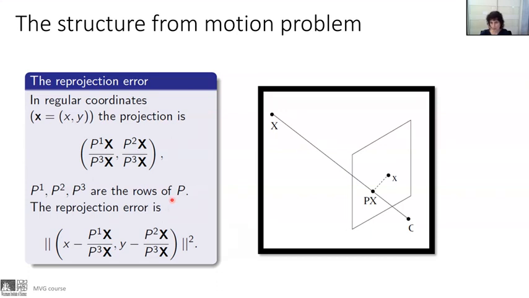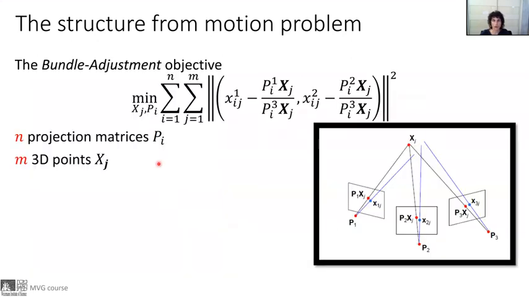And of course, we have it not just for one camera and one image, we have it for many images and many projections, as you see here. So we sum over the number of cameras and the number of points. Sorry for that, let me correct myself: we have N cameras and M 3D points. Then we would like the distance between the projected point and the measured projected point, like what we see here in the illustration, to be as small as possible. And this objective is called the bundle adjustment objective. I guess you already heard about it. And this is actually the formulation of the structure from motion problem.